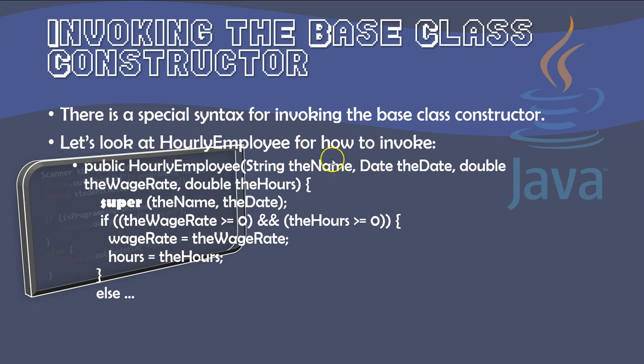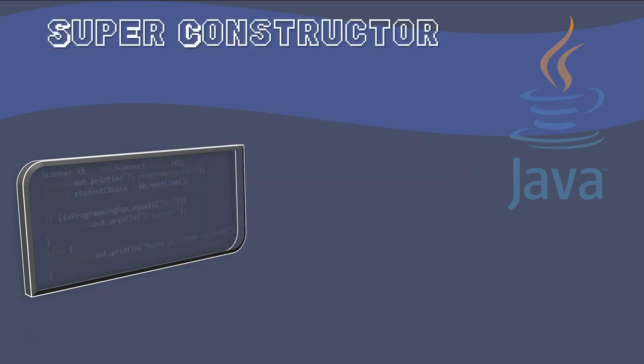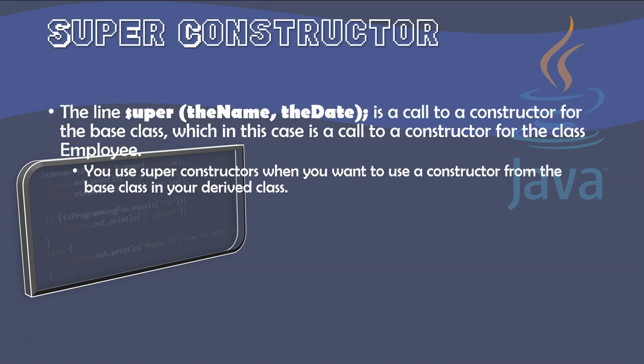But if we look at this, name and date, if you remember, are things that exist within our employee object. We don't have instance variables for name and date within hourly employee. Instead, name and date exist within employee. And so this is where this super constructor is going to come into play. The super constructor is a pretty powerful little piece of code. The line super(name, date) is a call to the constructor for the base class, which in this case is the constructor for the class Employee. We use super constructors when we want to use a constructor from the base class in the derived class.